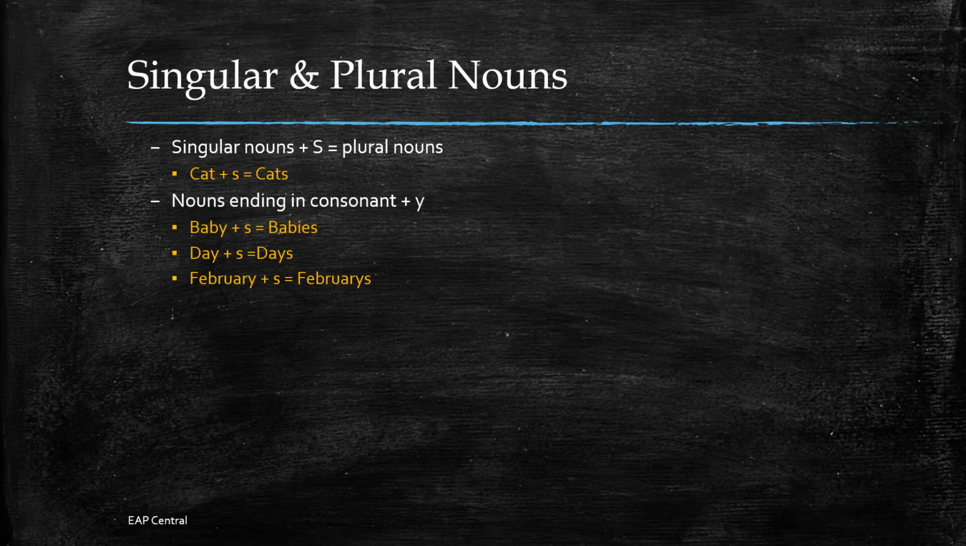Sometimes there are some proper nouns that end in y, like February, which is considered a proper noun. In this case, although before y we have r, which is a consonant, when we add s to proper nouns like February, we do not change anything, so it is Februarys.